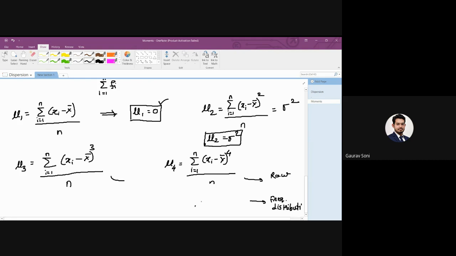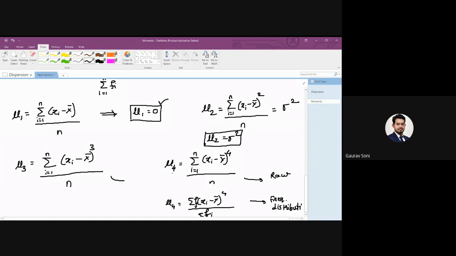So mu3 will be... mu4 is equal to summation (xi minus x bar) fi raised to 4 upon summation fi. These simple changes you can always do, right? So these are the first 4 moments.